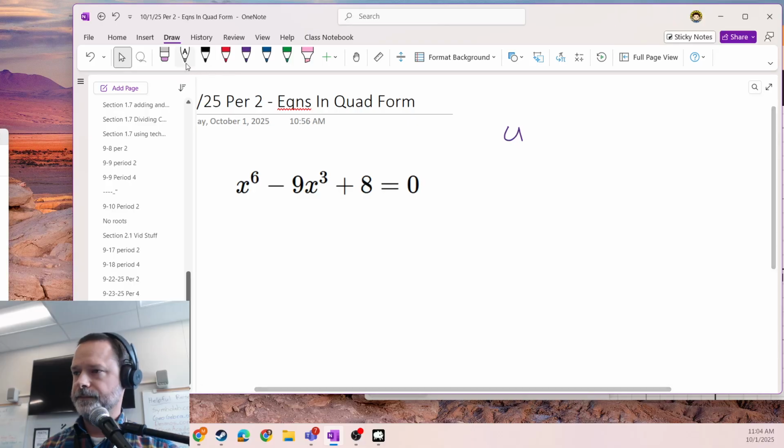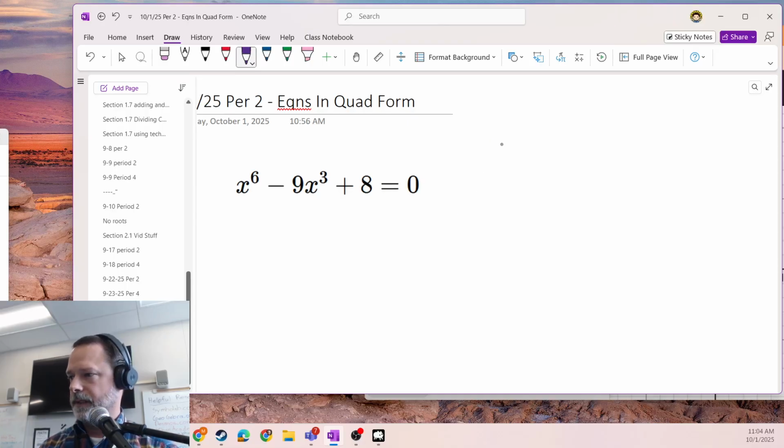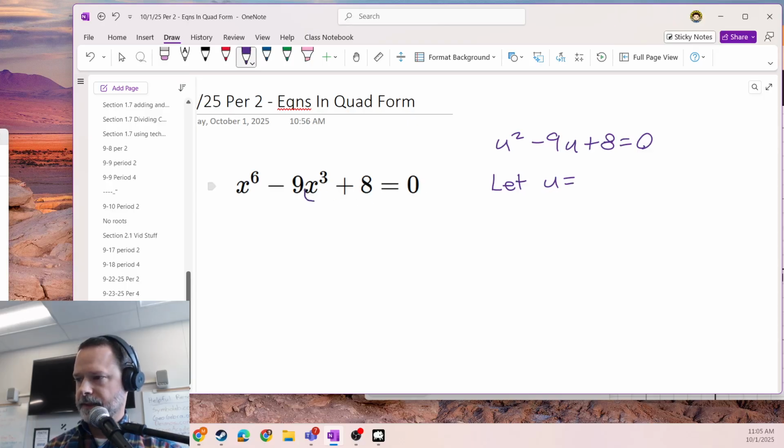If it is in this form, it looks like u squared minus 9u plus 8 equals 0. And that is a quadratic. So can I make it this? By using an algebra trick, because this is algebra class after all. And that we can. What we'll do is we'll say let u equal x cubed. This right here.